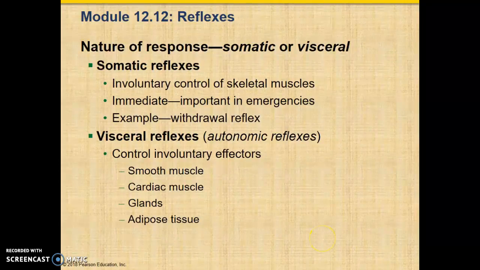Reflexes may be somatic or visceral. Somatic reflexes are the involuntary control of skeletal muscles. For example, the withdrawal reflex when you put your hand on the tack. Visceral reflexes are autonomic or automatic, controlling involuntary effectors such as smooth muscle, cardiac muscle, glands, and adipose tissue.